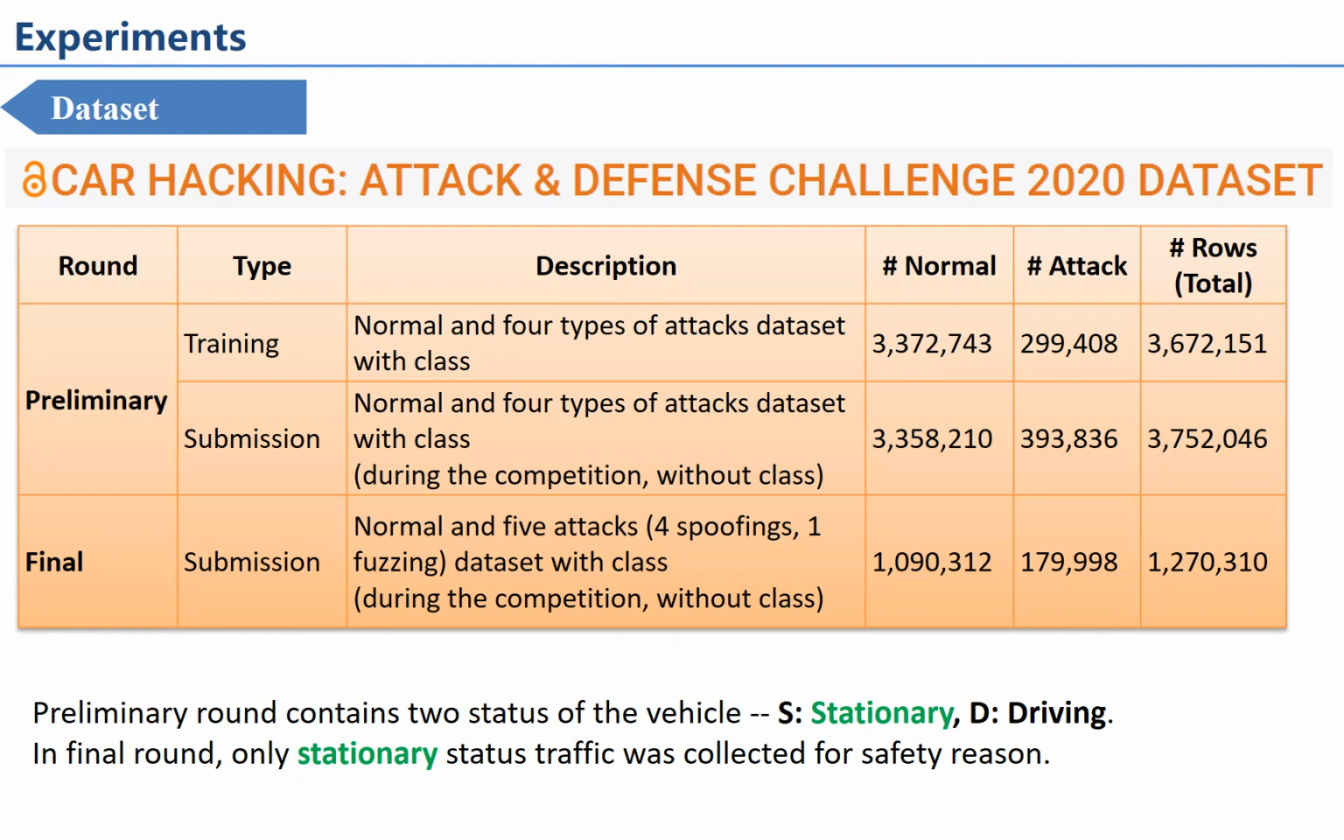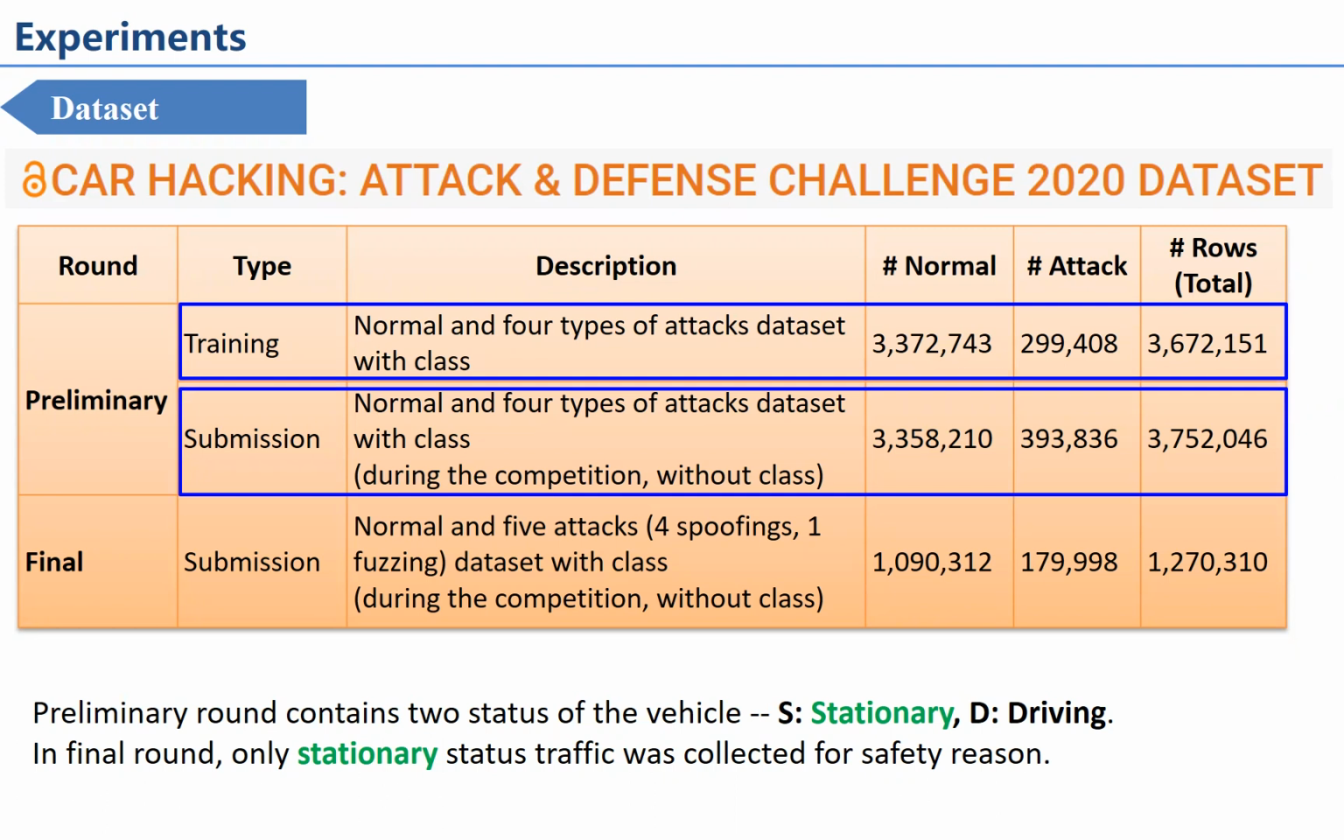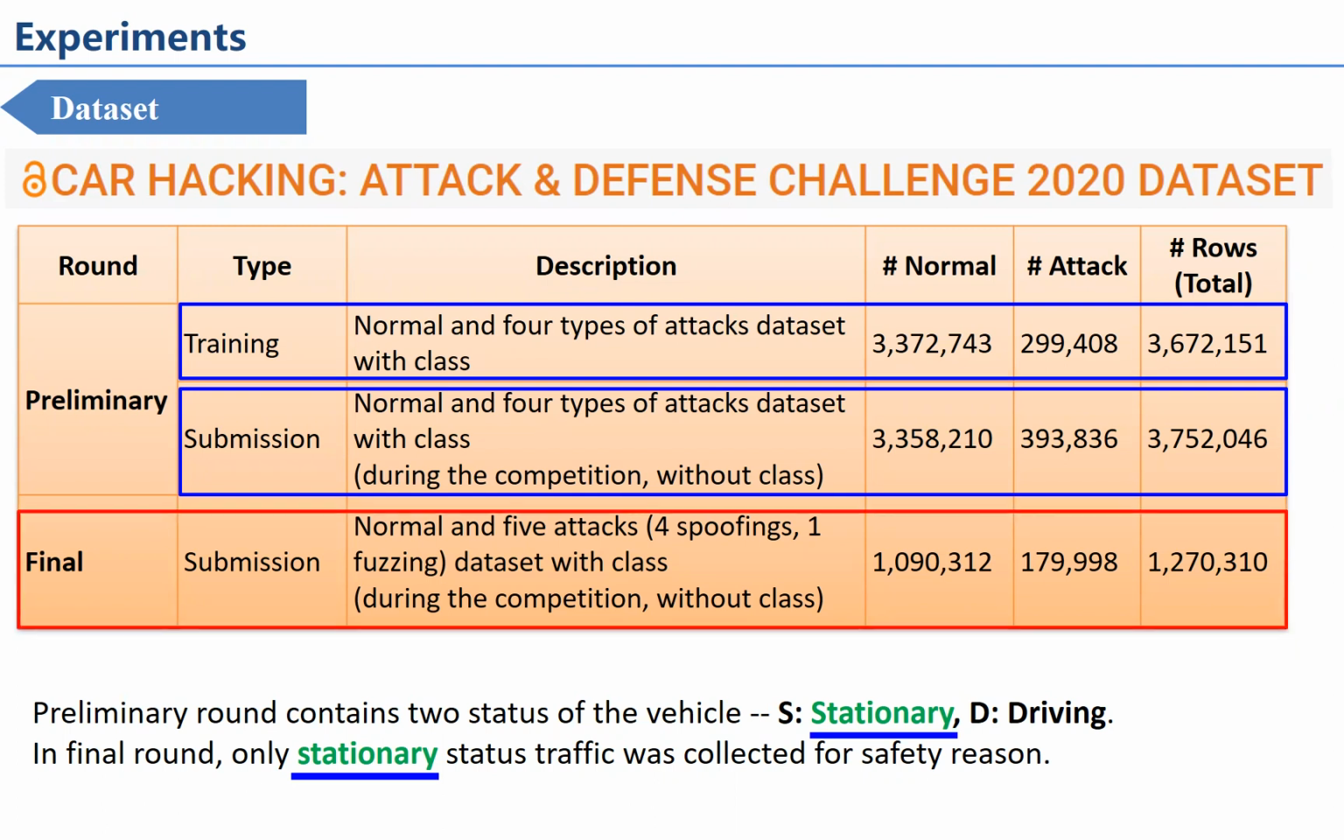In this study, for the first time, we built an integrated large-scale training dataset, utilizing the training and submission data in the preliminary round, and screening the data with the status of the vehicle as stationary, which is the case in the final round. Then, the whole dataset in the final round was selected as the testing set. In this way, we can say the testing set has the capability to evaluate the model's robustness in handling different data distributions.